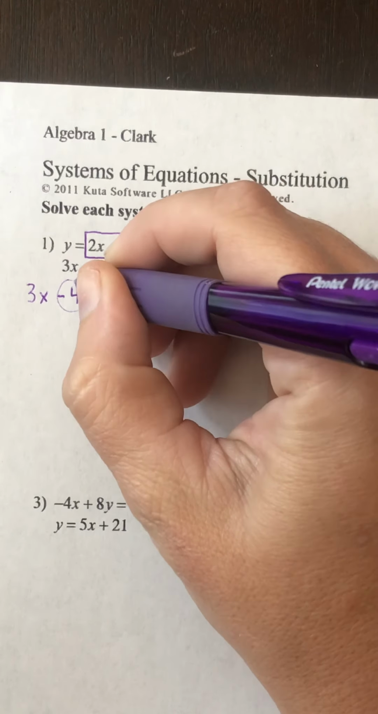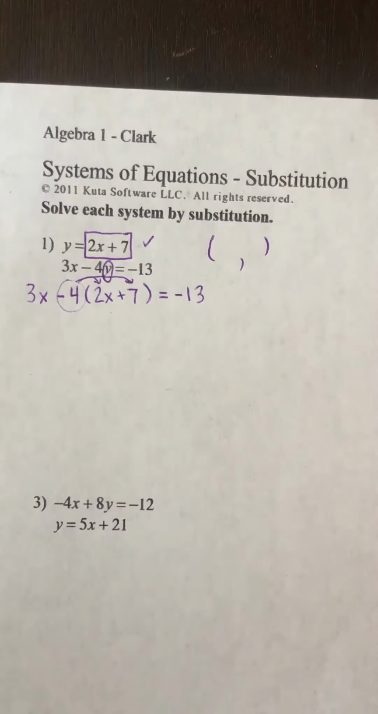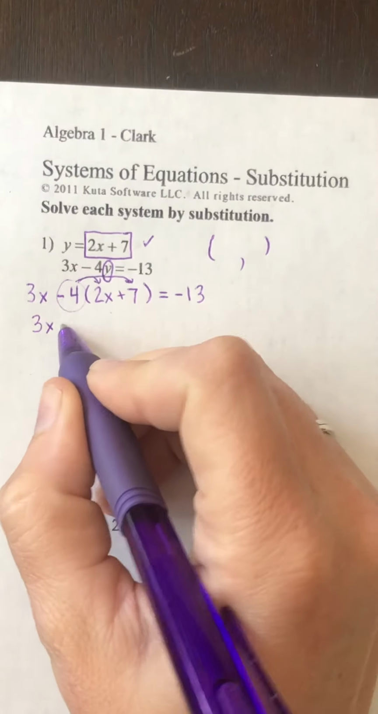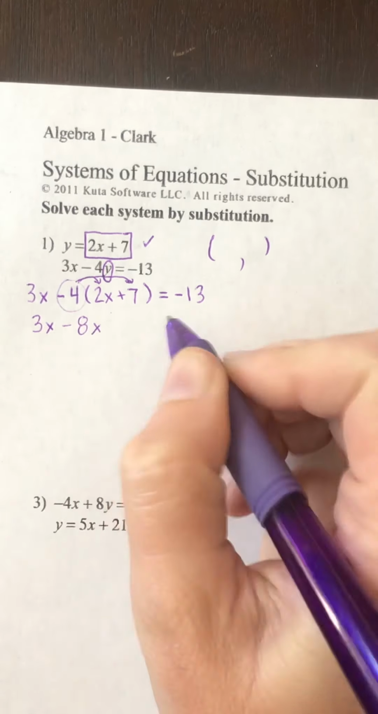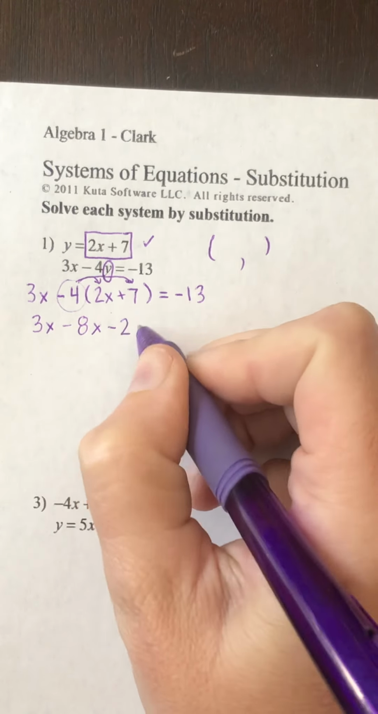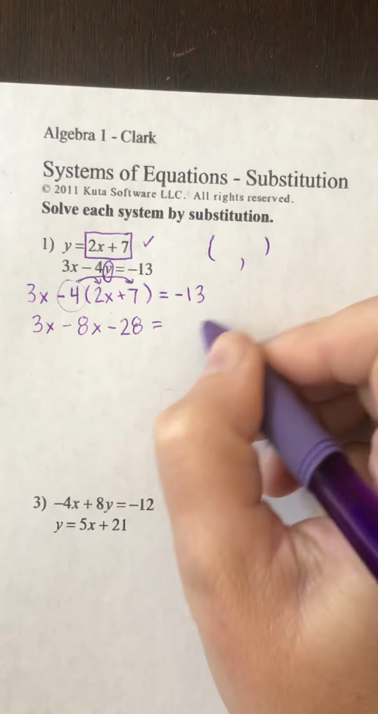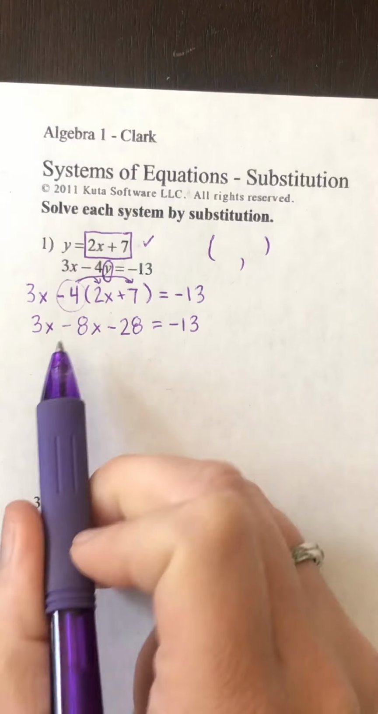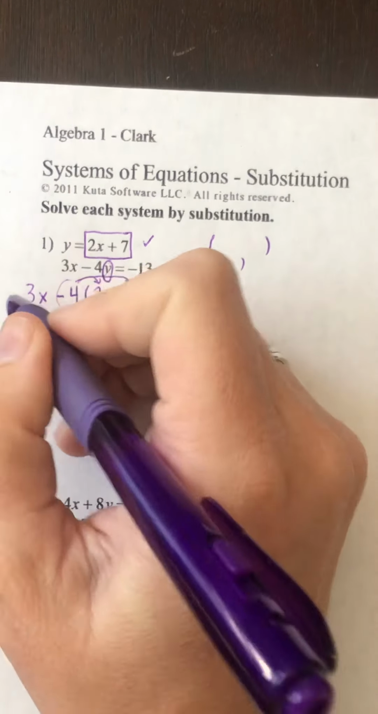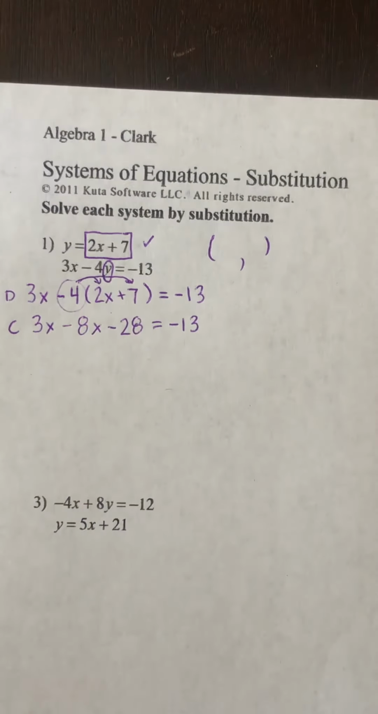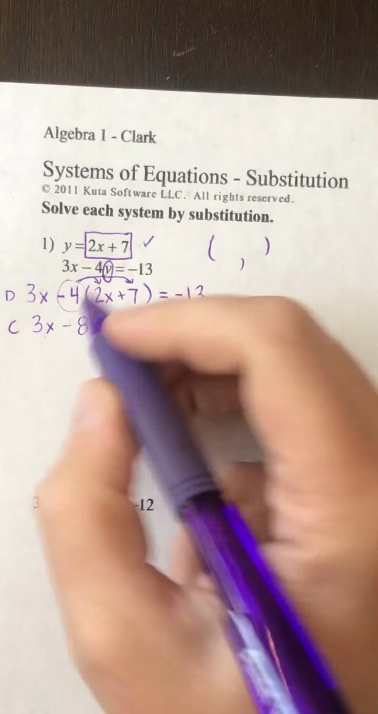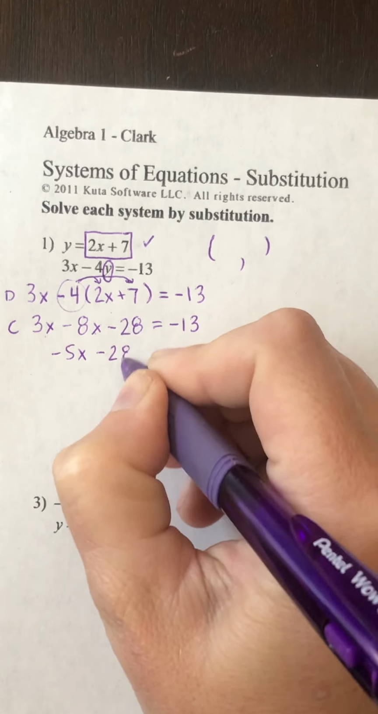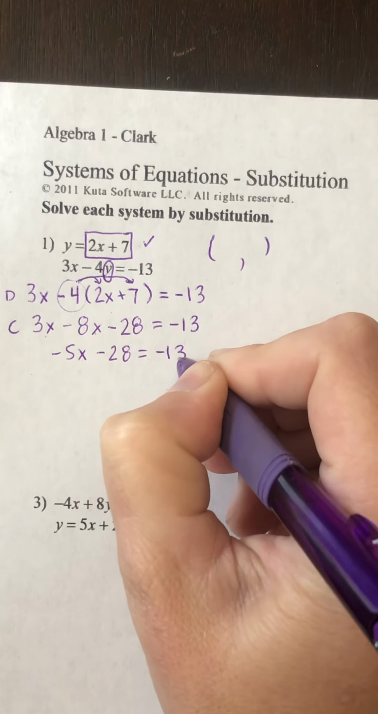All right, so from here, first step is we are going to distribute. Now you got to make sure that you keep that sign that's in front of your number here when you are distributing. So we're just going to rewrite 3x minus 8x, and then this is going to give us a negative 28, and we keep our negative 13 the same. All right, and so then we're going to combine like terms. So remember, distribute, combine like terms. And we're going to end up with 3x minus 8x gives us negative 5x minus 28 equals negative 13.